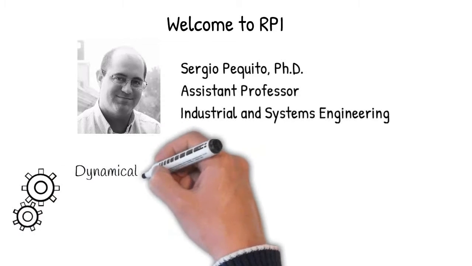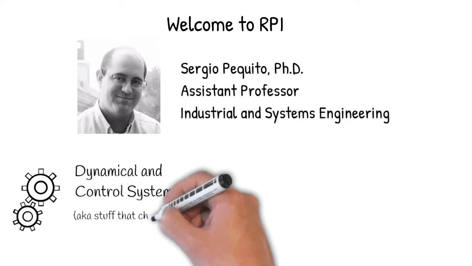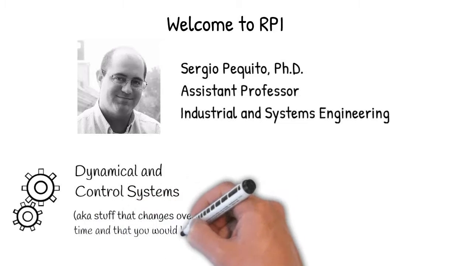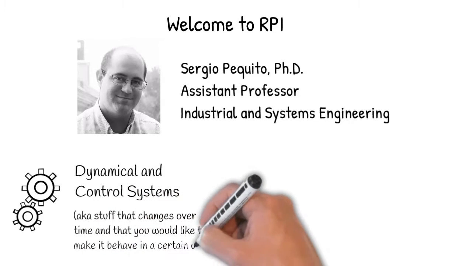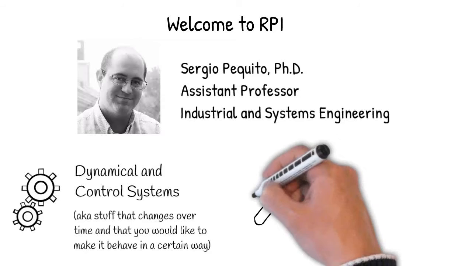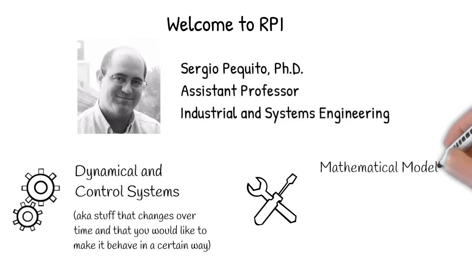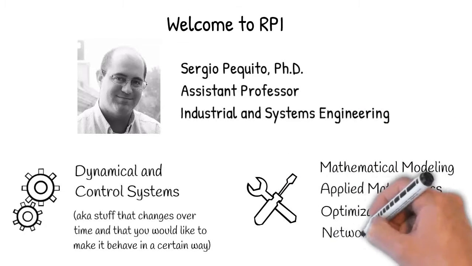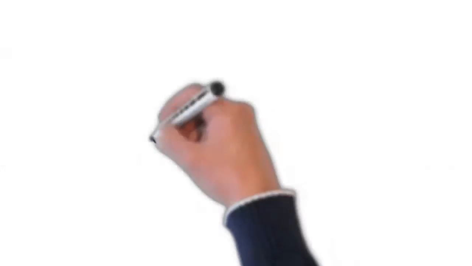My research expertise is in dynamical and control systems, also known as stuff that changes over time and that you would like to make behave in a certain way. To do this, I rely on tools from mathematical modeling, applied mathematics, optimization, and network science.